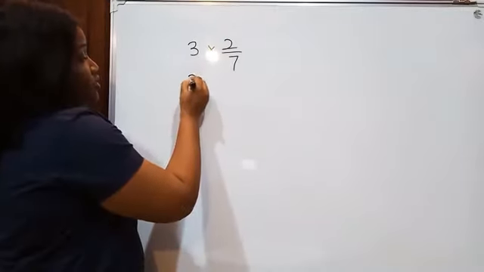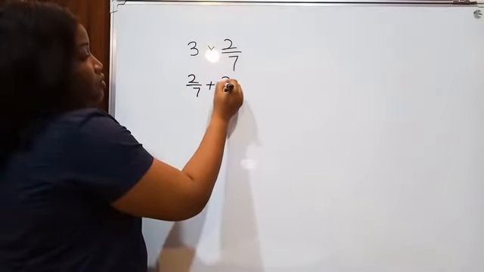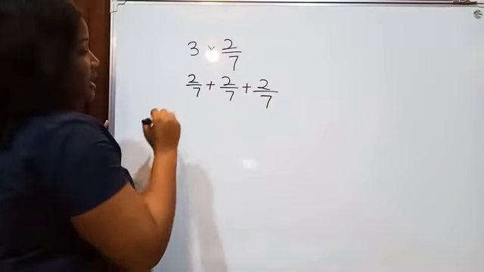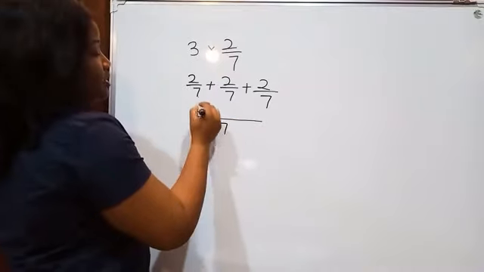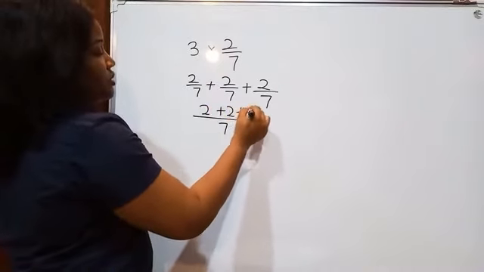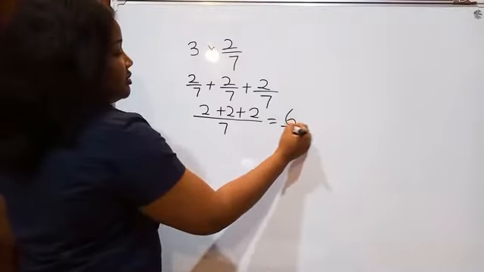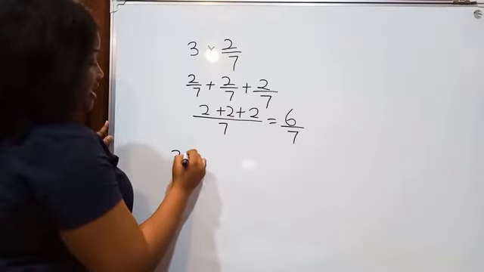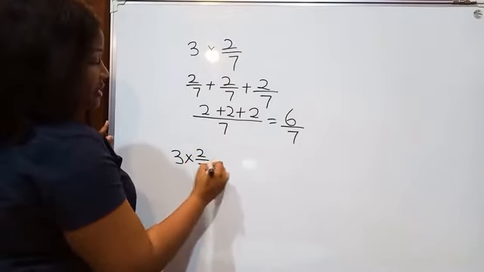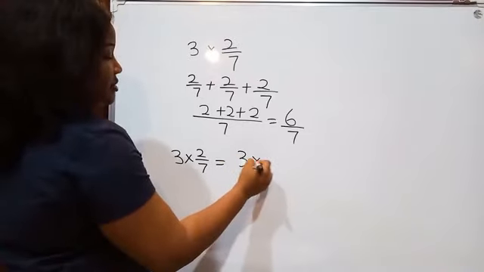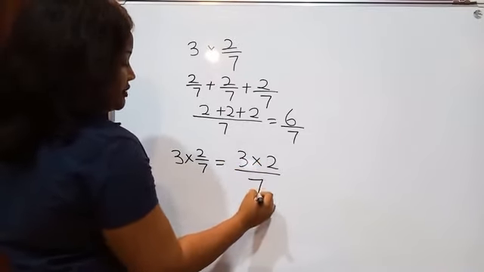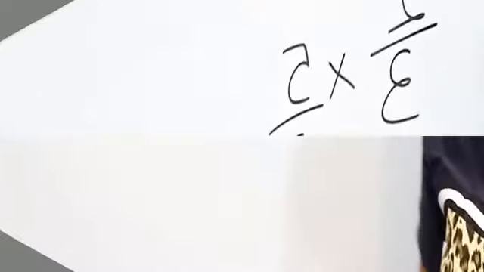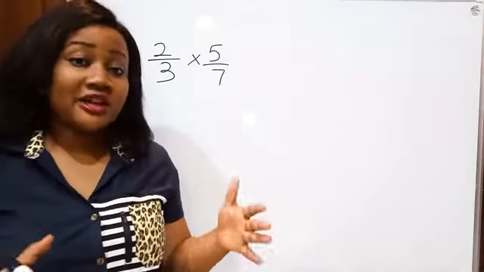Looking at this one, 3 times 2 over 7. It's still the same as saying 2 over 7 plus 2 over 7 plus 2 over 7. And same thing as saying, remember, 2 plus 2 plus 2, which gives us 6 over 7. And the same thing as saying 3 times 2 over 7 equals 3 times 2 over 7, which gives us 6 over 7.